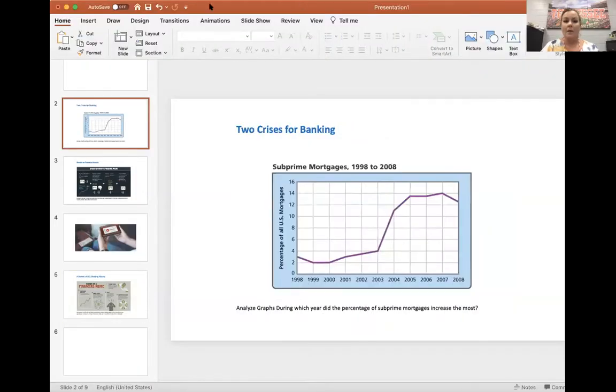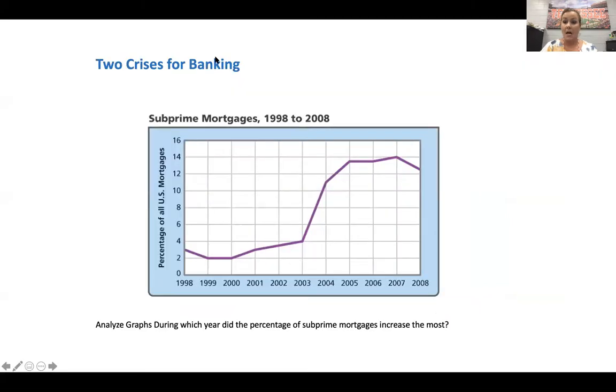Now I'm going to share my screen. This one. Sorry. Took me a minute. So here, I have this slide, 2 crises in banking. We've got our subprime mortgage. I listed a couple of statements, and I wanted you to be able to look at this and analyze it. So did banks lend less money after 2003? Did they? Looks like no. Looks like it went up. Real estate prices dropped significantly after 2003.